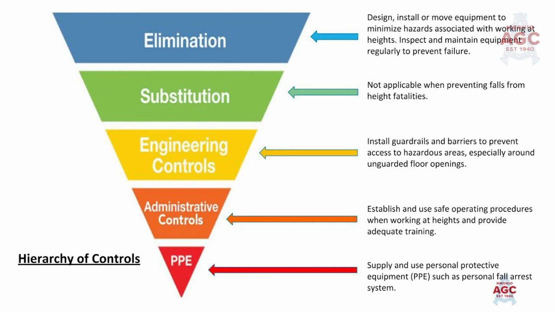NIOSH and OSHA have put together a chart called the hierarchy of controls. It calls for the elimination of the hazard, substitution of the hazard, engineering controls to control the hazard, administrative controls to control the hazard, or personal protective equipment.